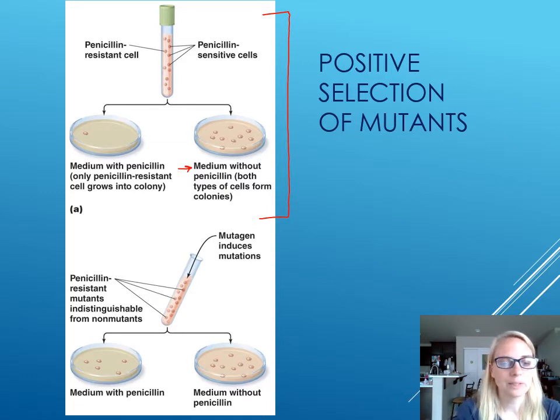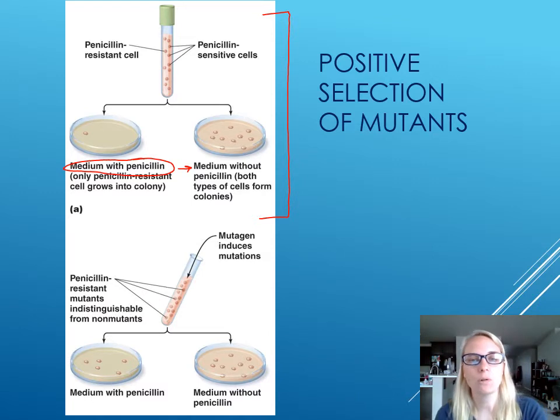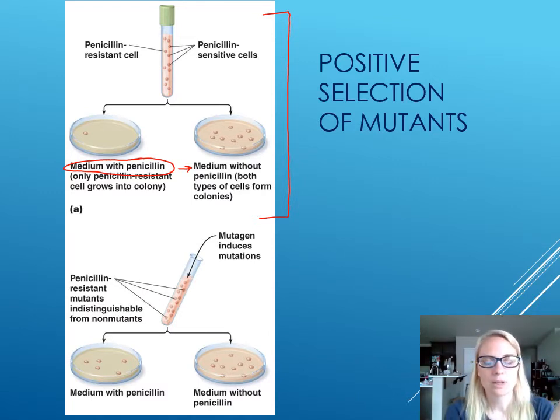In the left plate, this is a medium with penicillin. So it's going to kill off all of the ones that don't have the mutation. And the one with the mutation can grow because it's a penicillin resistant cell, right? So we got one colony grew out of this original culture that was just a random mutation.